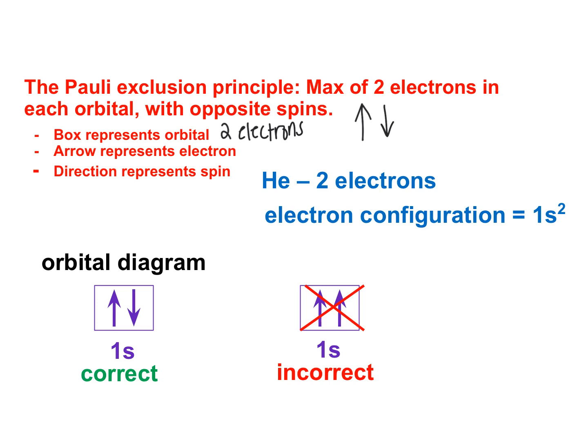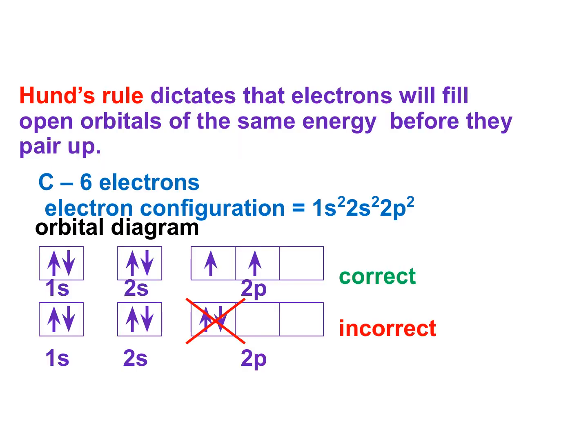So the orbital diagram for helium, we have one box because helium only is in the 1s orbital, and then we have 2 electrons because helium is number 2 on the periodic table. So this is our correct orbital diagram for helium. This would be incorrect if we place both of the arrows with the same spin. Now, something called Hund's rule dictates that electrons will fill open orbitals of the same energy before they pair up.